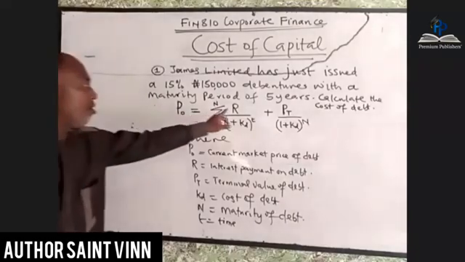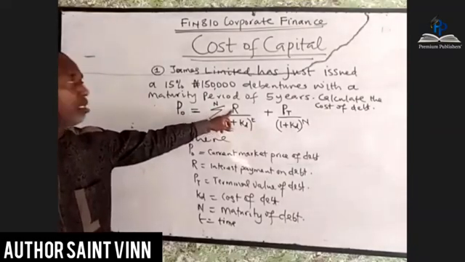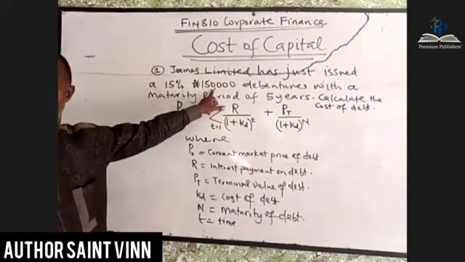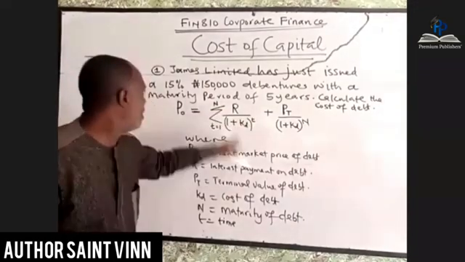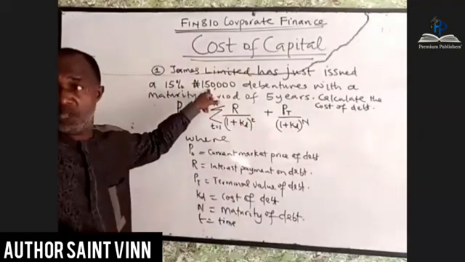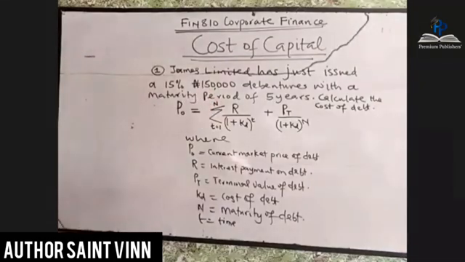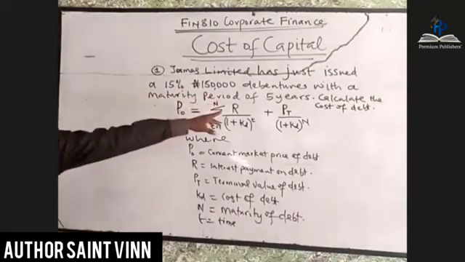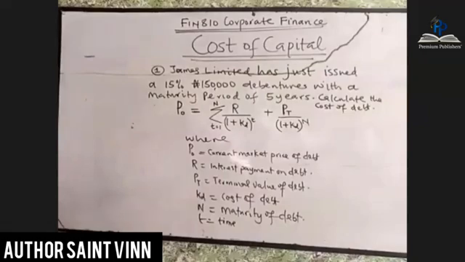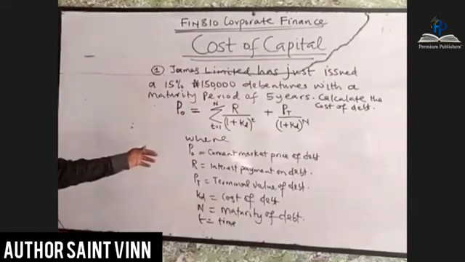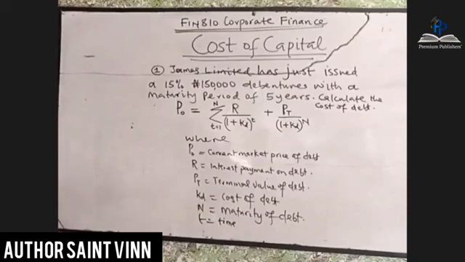Our R, which is the interest, is to be 15% of this. And our terminal value is also 150,000. That's the terminal value, because it is for 5 years. Our N, we all know, is 5. What else again? Terminal value, PT, is 150,000. Is that okay?